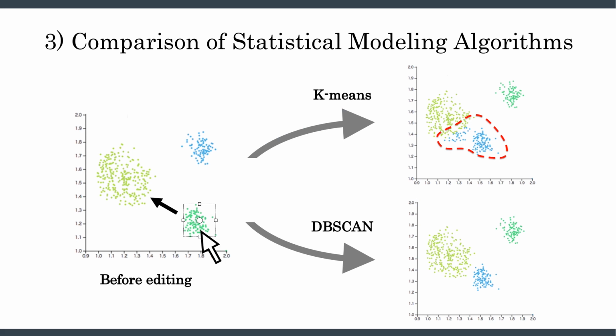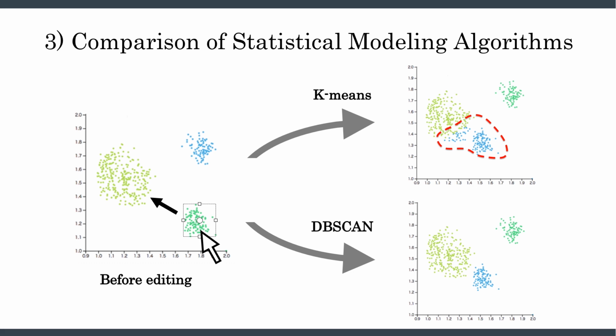Our system is useful for the comparison of statistical modeling methods. Our system allows the users to continuously modify the data distribution in the scatter plot, and observe and compare responses of multiple statistical modeling methods. In this example, the user moves one cluster closer to another one.